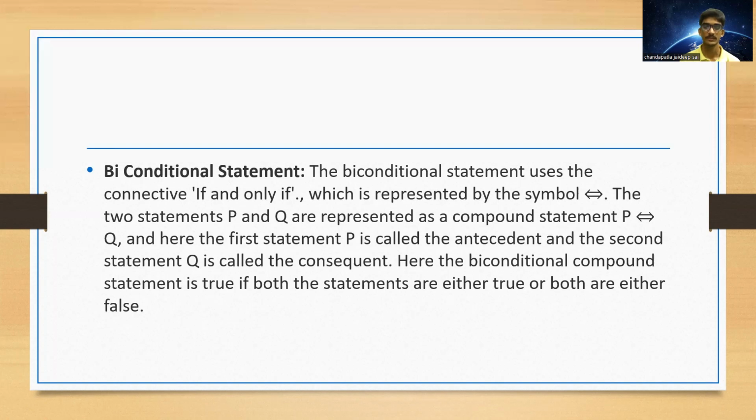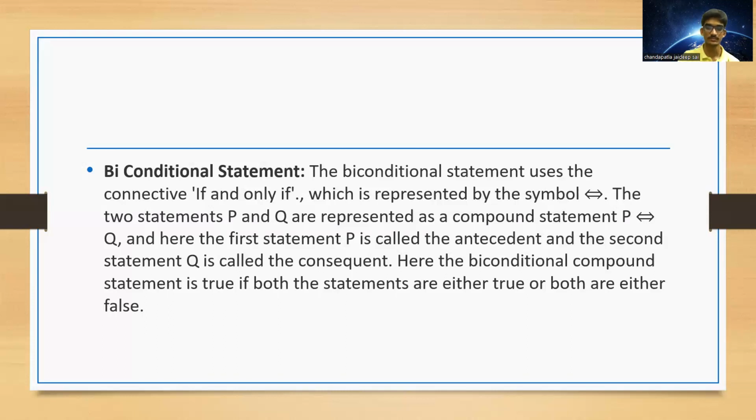The two statements P and Q are represented as a compound statement P implies Q, and here the first statement P is called the antecedent. So in the biconditional statement, the first statement is called the antecedent and the second statement is called the consequent. Here the biconditional compound statement is true if both statements are either true or either false. So if the two statements are both true, then the output will be true. And if the two statements are both false, then the output will be true. In all the remaining cases, it will be false.